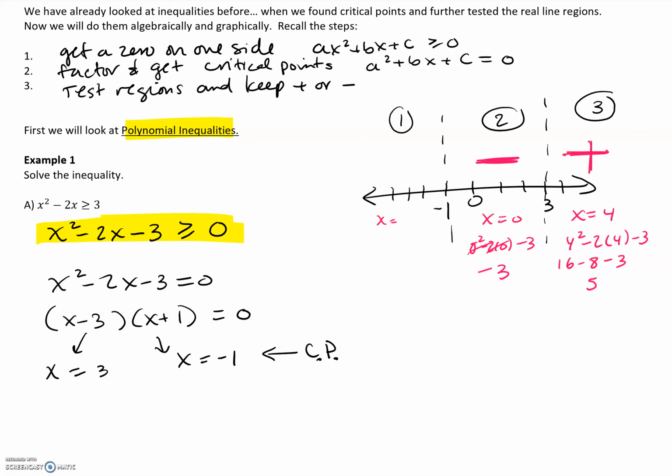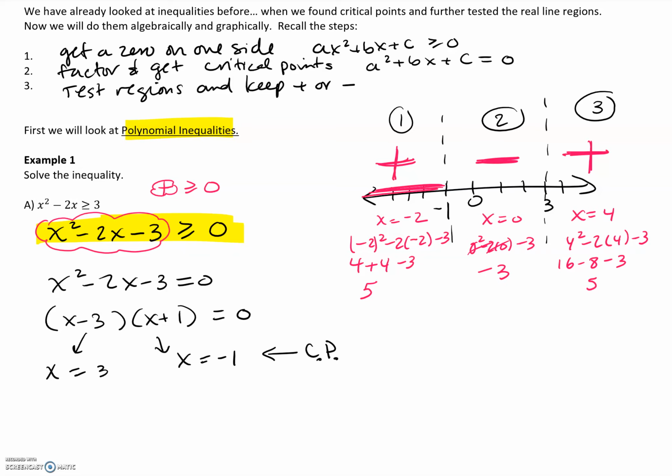And let's say I want to test at x equals negative 2 on the left. That's going to be negative 2 quantity squared minus 2 times negative 2 minus 3. That's a positive 4, another positive 4 minus 3, and that pops out a 5. So I have a positive region here. And my original inequality was saying, hey, keep the stuff that's greater or equal to zero, which means it has to be positive stuff to be bigger or equal to zero. So my solution is this positive region and that positive region.